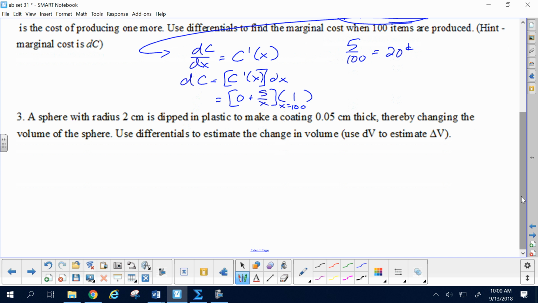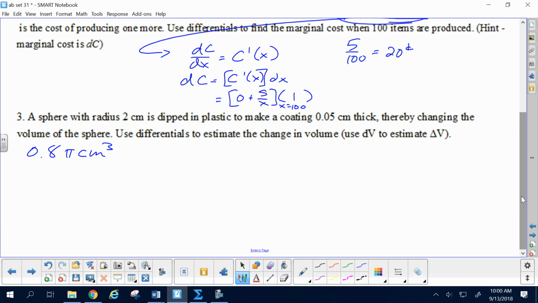3, I don't remember how much I gave you on 3. 3, the answer is 0.8 pi cubic centimeters. Are you good, or shall we show where that's coming from? 0.8 pi cubic centimeters. Is that what you got? Yes. All right then.